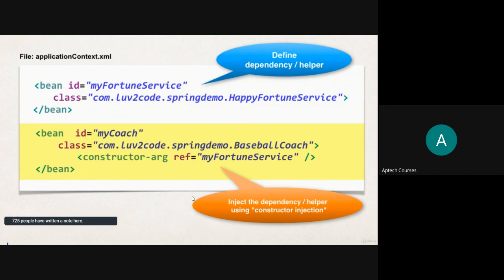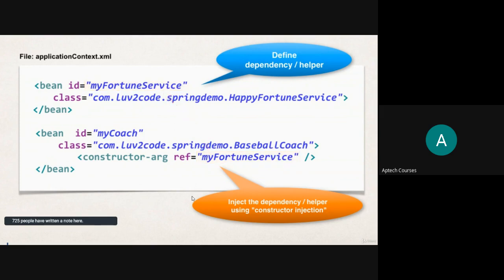Now what we need to do is actually inject that dependency into our class. And how do we do it? So now I have my coach here, my bean ID equals myCoach, class baseball coach. Now I tell Spring, hey, inject a dependency into this baseball coach. So I have constructor-arg and I have ref equals myFortuneService. That's the same ID name of the bean up top. So ref equals myFortuneService. That's the ID of the fortune service that we have up top. So they're going to inject this.